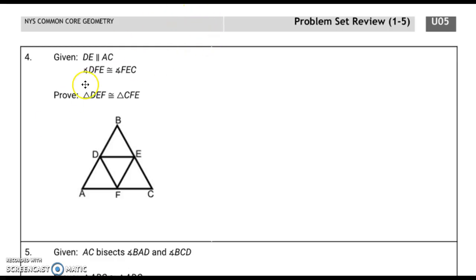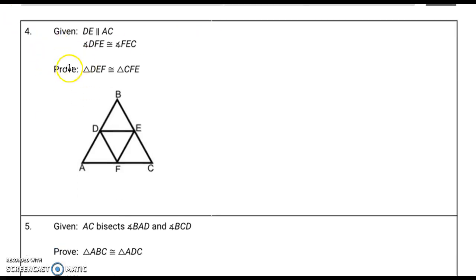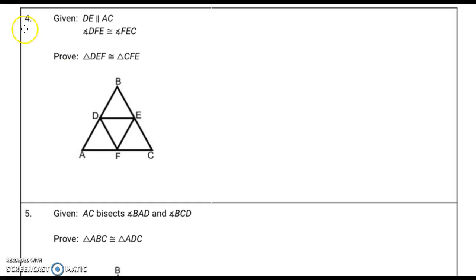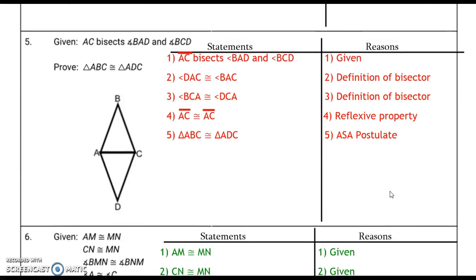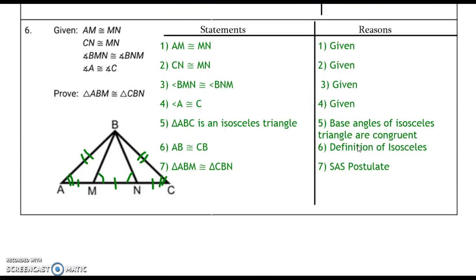Taking a look at the last problem, the last page of this problem set, try this one by yourself and I will show you the correct answer. From here on, you can see that the proofs start to get a little trivial. We're doing the same thing over and over again, just with different diagrams. Here's proof number 5. You can see that we're using the ASA postulate.